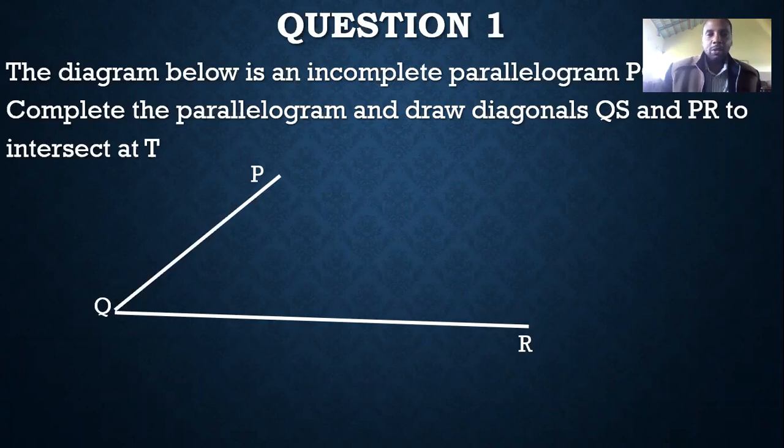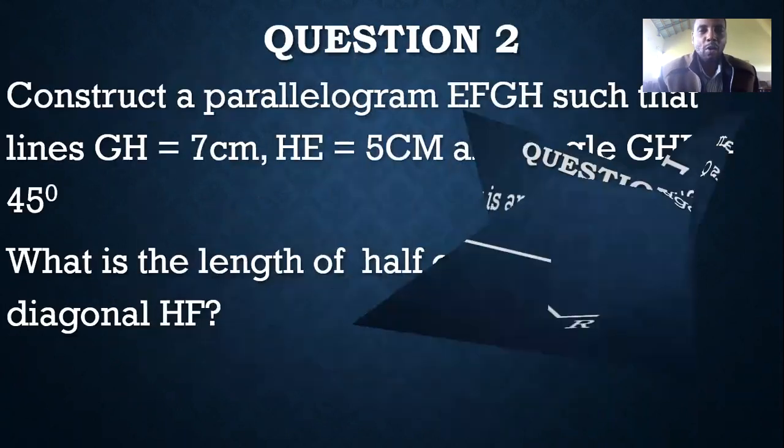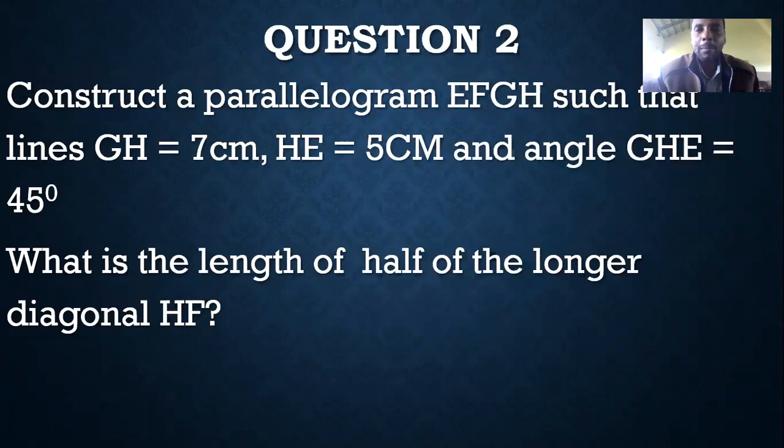And in another question, we are going to construct parallelogram EFGH such that line GH is 7, H is 5, and angle GH is 45 degrees. Then later we shall find the length of half the longer diagonal. So in this question, we'll only give instructions, no line at all. We are going to construct that too.